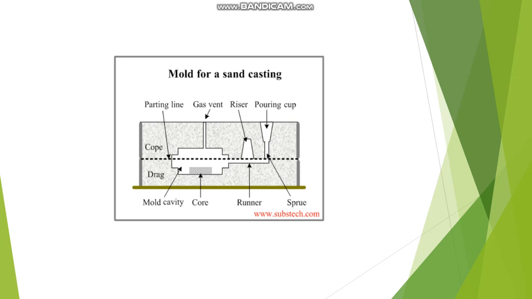So I'll repeat again. This is the parting line between the cope and the drag. You can see the parting line. This is the gas vent. This is the riser where excess material will be kept in molten condition, so it goes back and fills up any blank area in the casting. This is the pouring cup from where the material is being poured. And these are the mold cavity and the core.